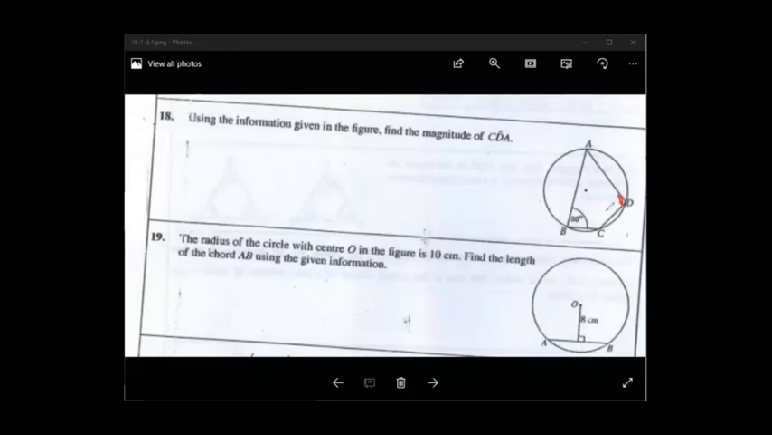So you can see this ABCD is a cyclic quadrilateral because all the vertices lie on the same circle. So this angle plus this angle should be equal to 180 because these two opposite angles are supplementary. So 80 plus something is equal to 180. So CDA is equal to 180 minus 80, which is 100. Okay, I hope you got that. We'll go to the next question.